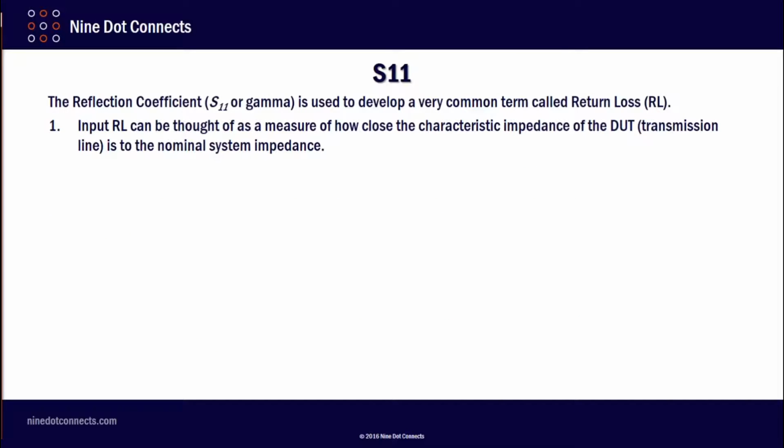The reflection coefficient is used to develop a very common term called return loss. The input return loss can be thought of as a measure of how close the characteristic impedance of the device under test is to the nominal system impedance. Now, typically in test setups, that nominal system impedance for most of us RF guys is 50 ohms.